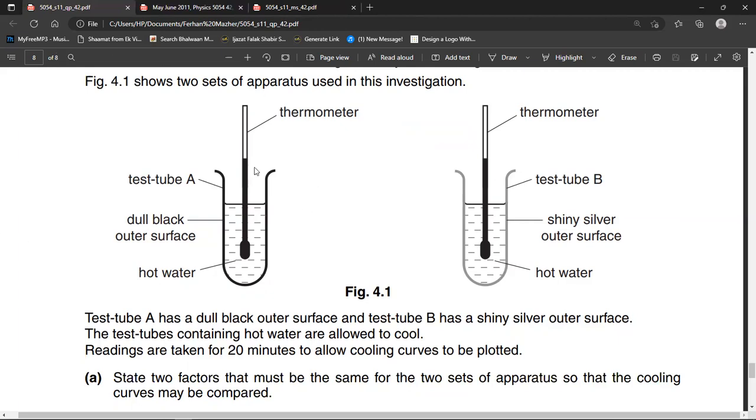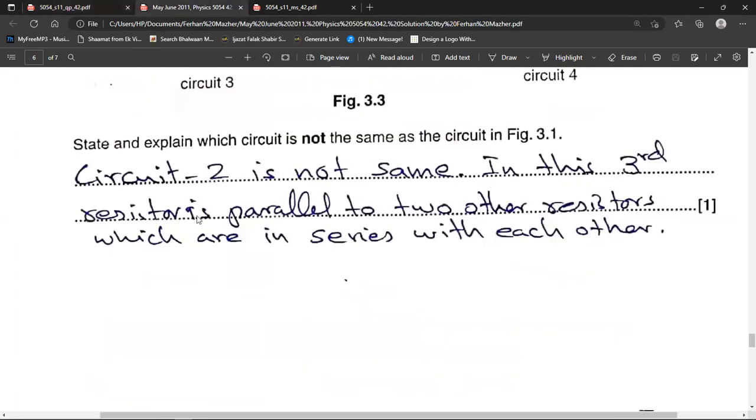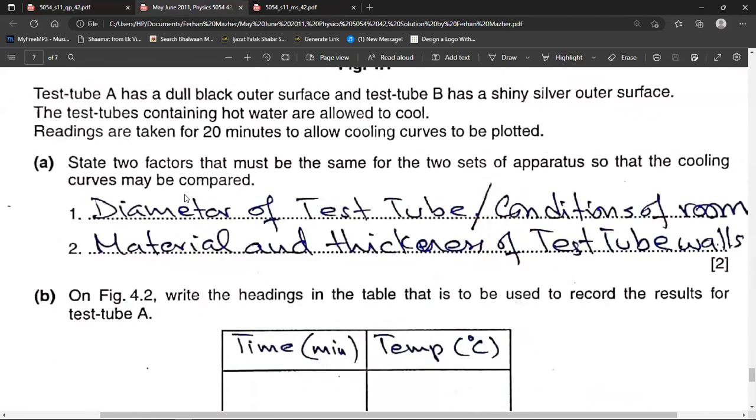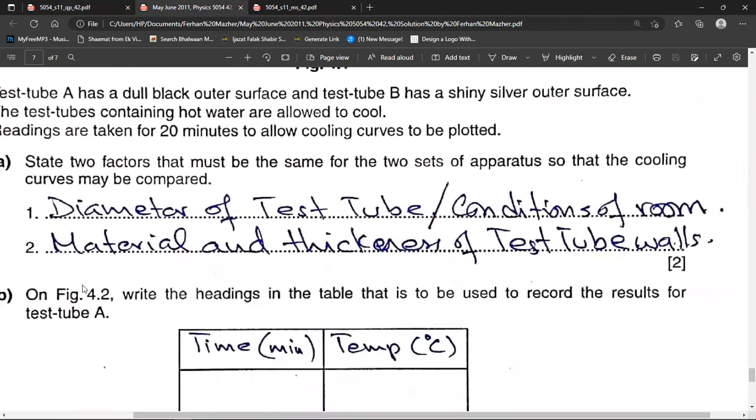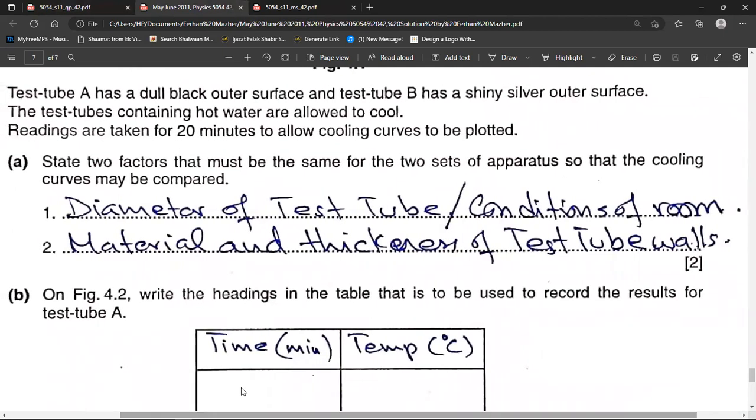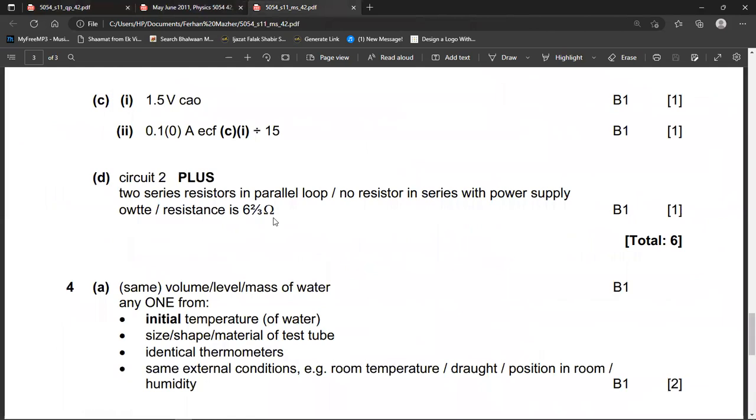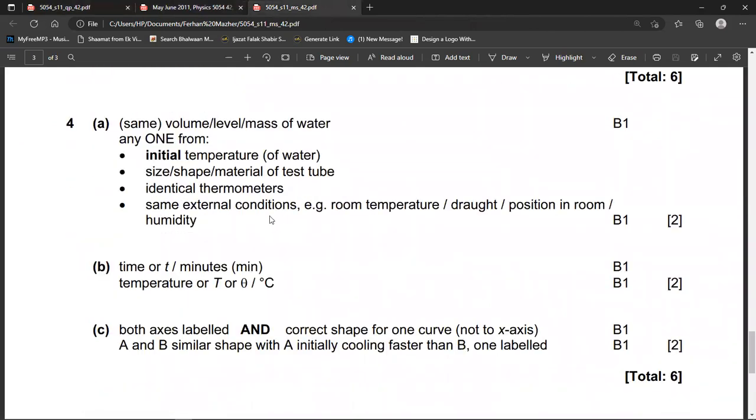And the conditions to which both the test tubes are subject, I mean, they must be placed in the same location and they must have the same temperature of the surrounding. These are some things which should be kept same. Yeah, the opening of the test tubes must be same, the diameter. The diameter of the test tube, conditions of the room, material and thickness of the test tube walls. I think these things should be same. There are many other things. Question number 4A part, the answers are showing up.